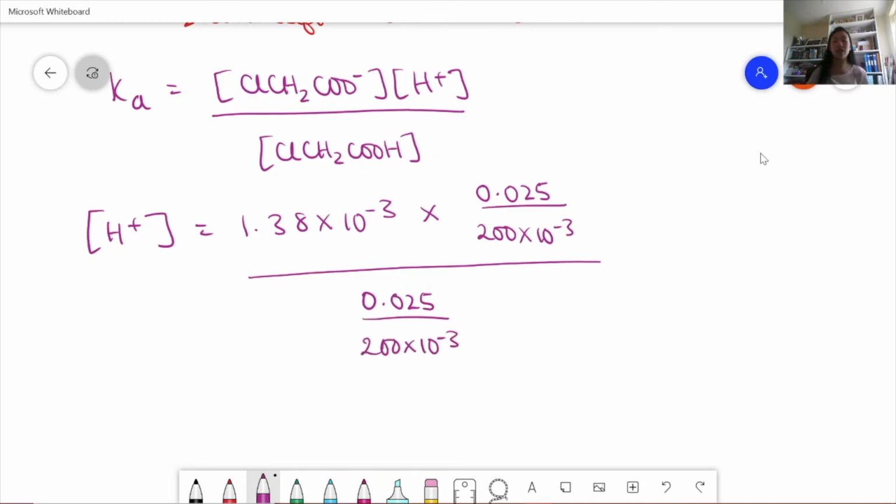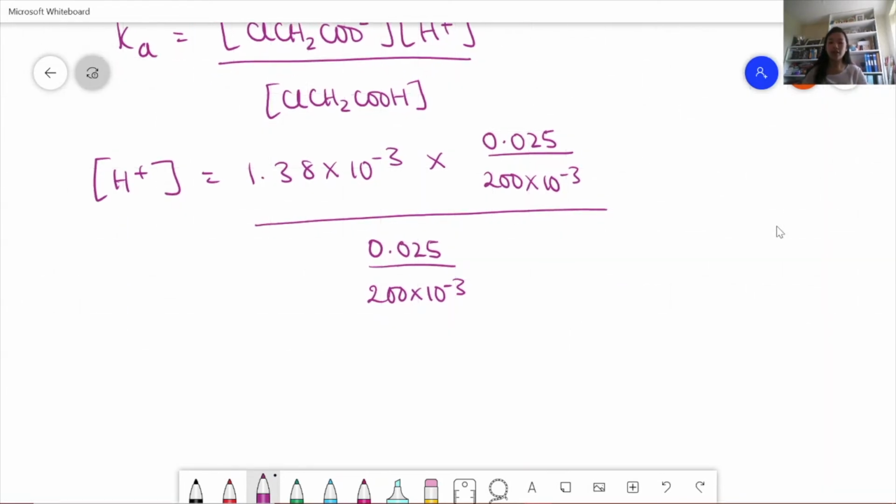So actually for this question, the volume wasn't needed because it cancels out. And so this gives us 1.38 times 10 to the minus 3 moles per decimeters cubed.